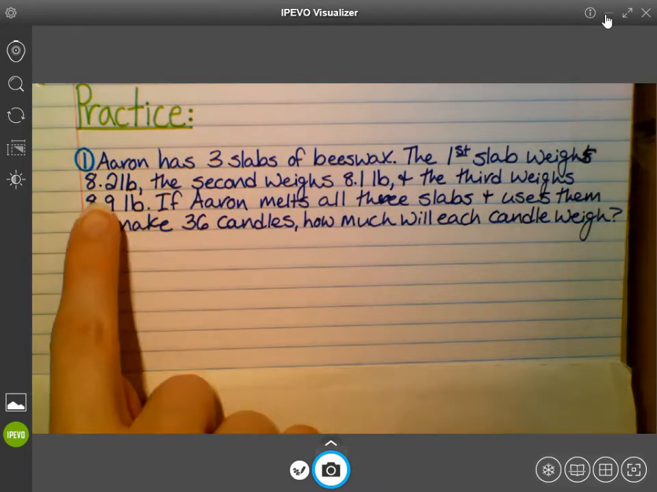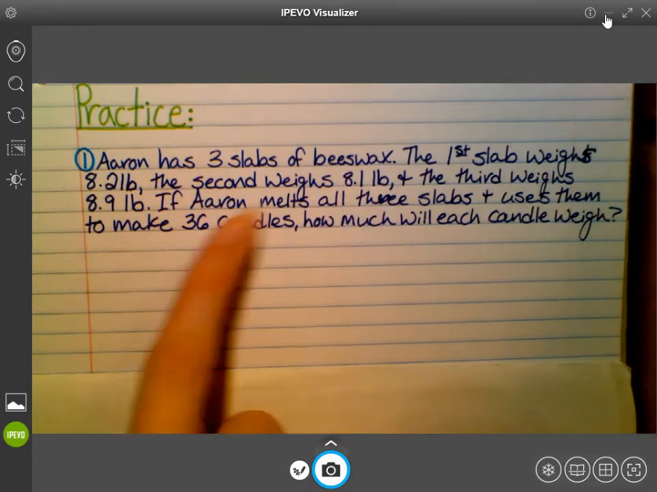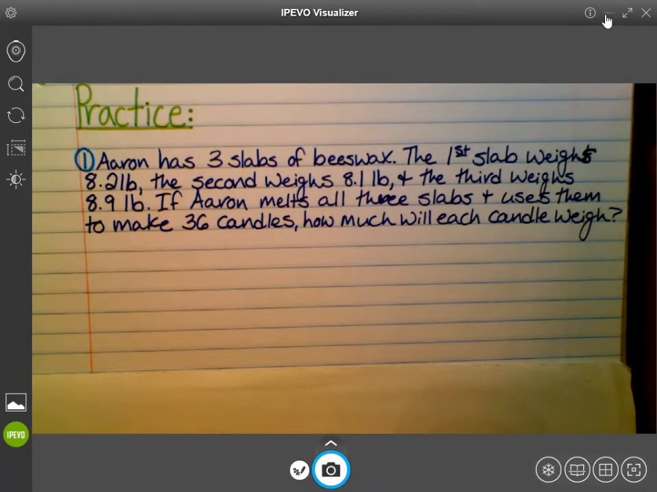So we need to add up 8 and 2/10, 8 and 1/10, and 8 and 9/10. So let's say we add all three of them up and we get the total weight. Then what do we do? What is our second and final step? Elena? Then we will divide the total weight by 36.